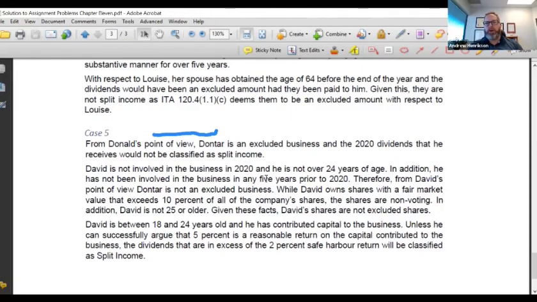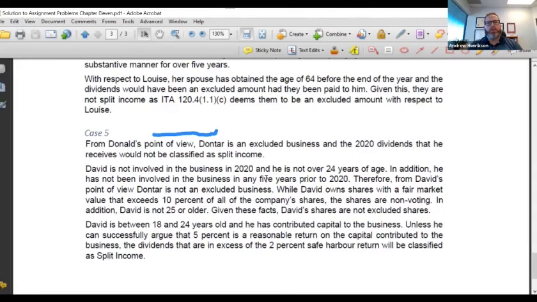If we look at his shares, it said that he has a fair market value of 20%. So that meets the 10%, but he doesn't have any voting shares. So without the voting, and not to mention, he's not old enough, we can't exclude him based on the shares. So we don't have excluded shares. We don't have an excluded business. Is there anything else we have here?